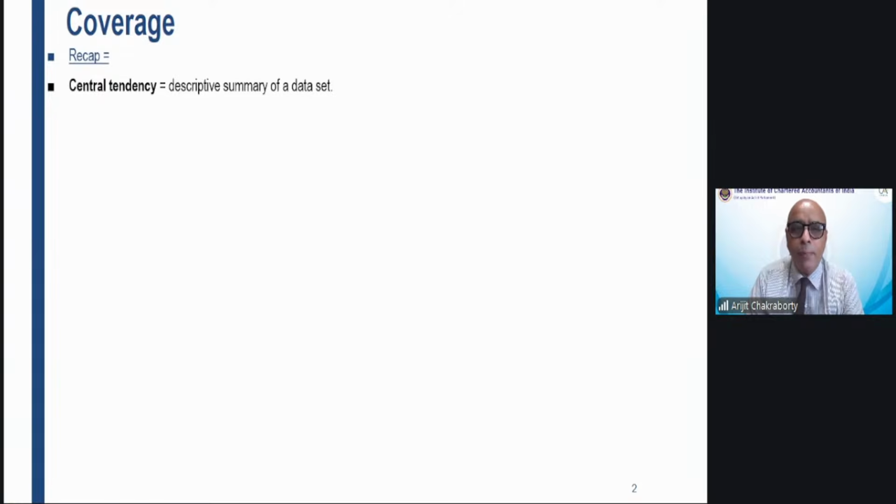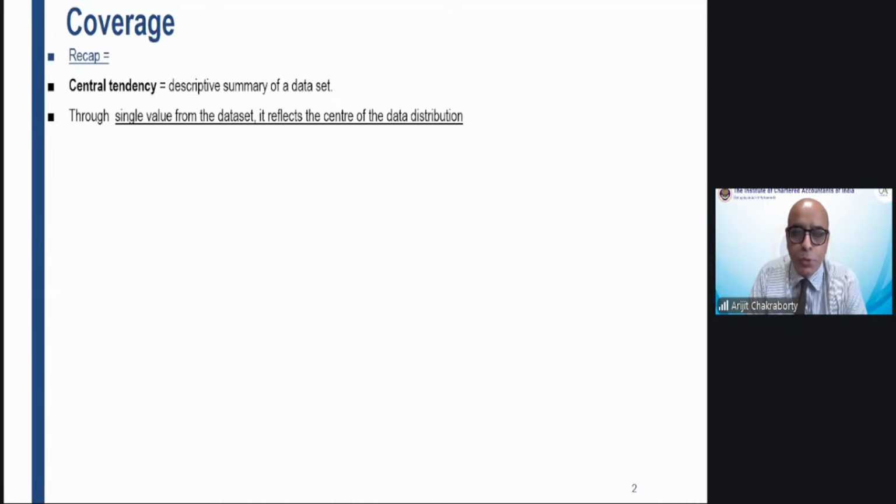So a quick recap of the major points which we had discussed in the earlier session. First, you will remember that central tendency means the descriptive summary of a data set. In any statistical distribution, the different numbers try to circle around a central figure, a central value. This central value is what is meant by central tendency, and it reflects the center of the data distribution.